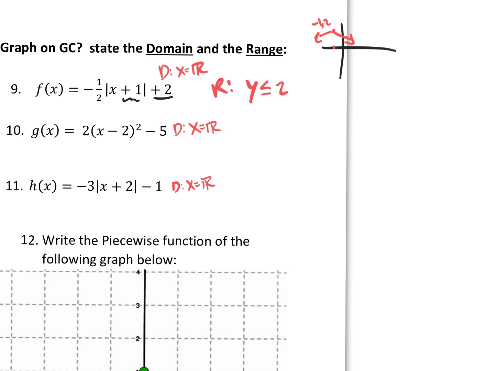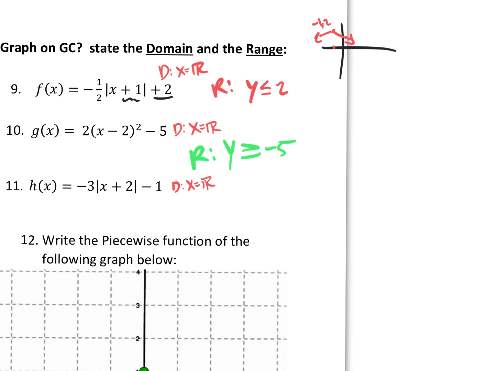And the range, doesn't matter if it's a V or a U, is always going to involve the K value of your vertex, okay? So on this next one, does it open up or down? It opens up because it's positive. So you know that this is your vertex Y value and it has to open up. So it's going to be what? Y is greater than or equal to that negative 5. That's the range right there.